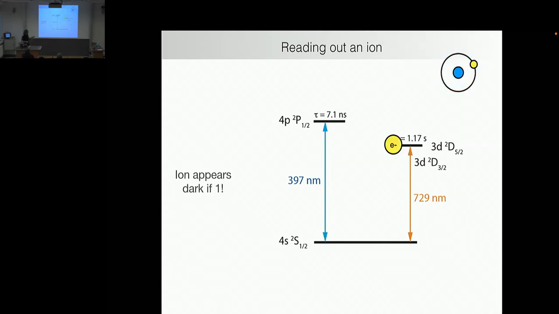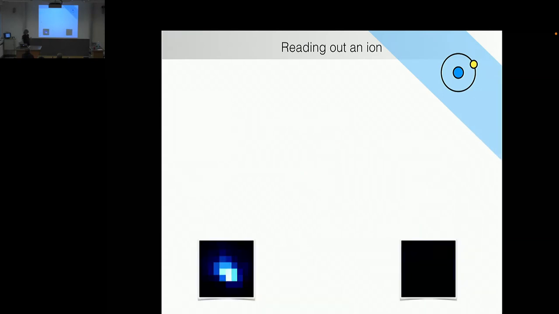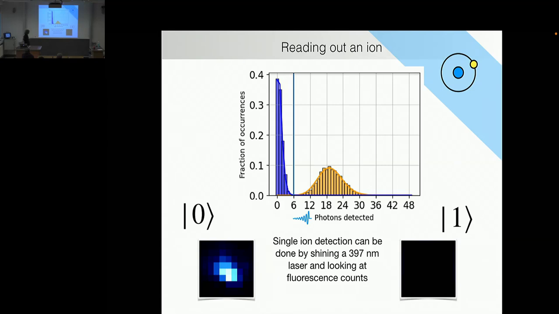And conversely, if now my electron was actually in the 1 state, it's up here, but I drive this transition, I cannot move around my electron, and nothing happens, and my ion is dark. So in the lab, this will look like this. If it's bright, I see something. If it's dark, I know it's a, so if it's bright, I know it's a 0. If it's dark, I know it's a 1.